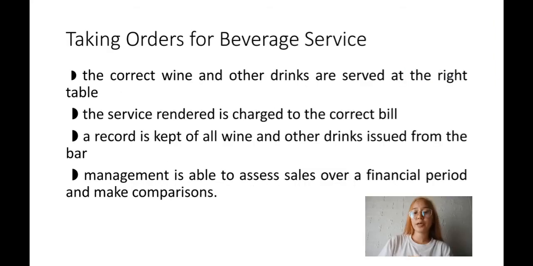Next is taking order for beverage service. So, sa pag-take ng orders for beverage, merong 4 na dapat tandaan to ensure na una, dapat tama yung wine or other drinks na isi-serve sa tamang table nito. Then, dapat yung service rendered is naka-charge to the correct bill. Then, yung pangatlo is lahat ng records ng wines and other drinks na issued from the bar is dapat naka-keep siya. And then last, the management should assess the sale over a financial period and make comparison.